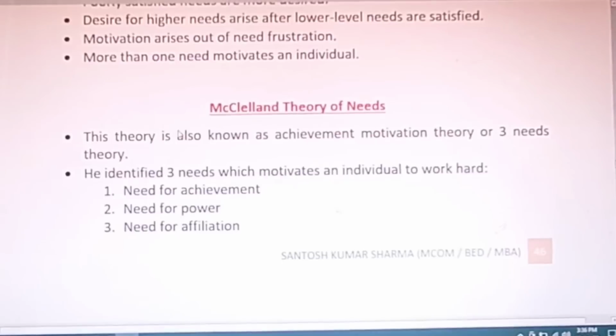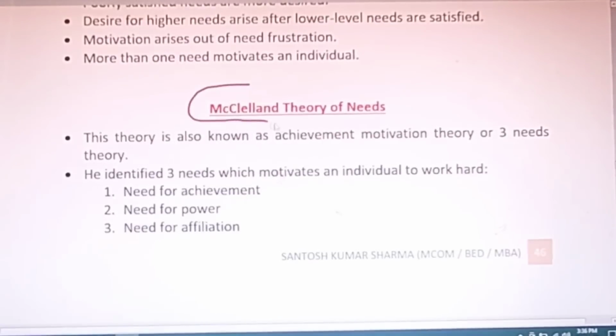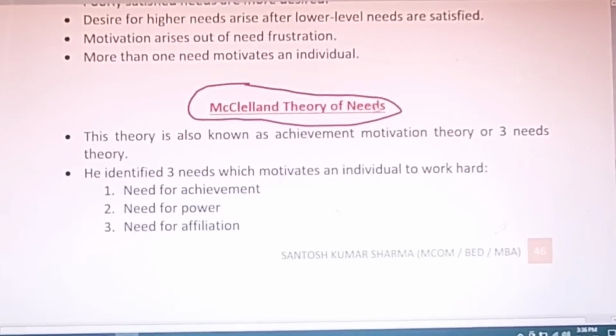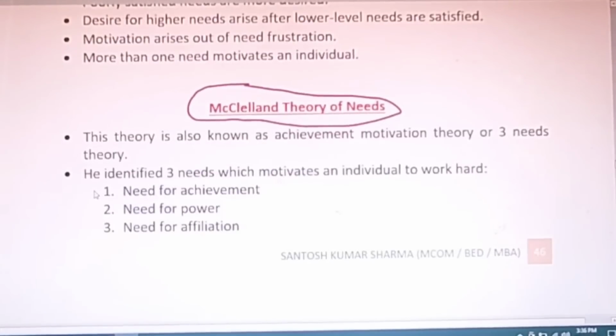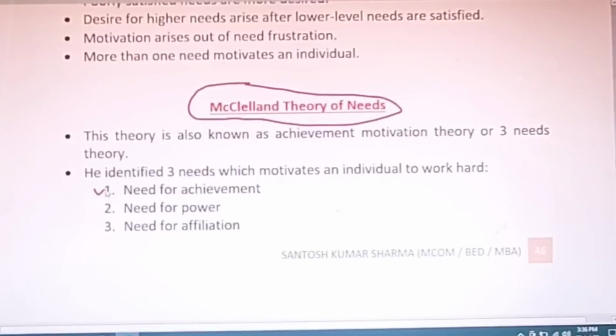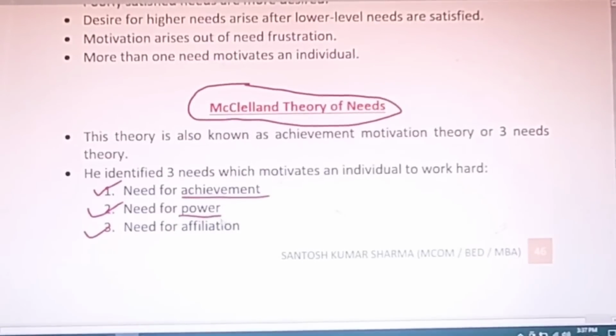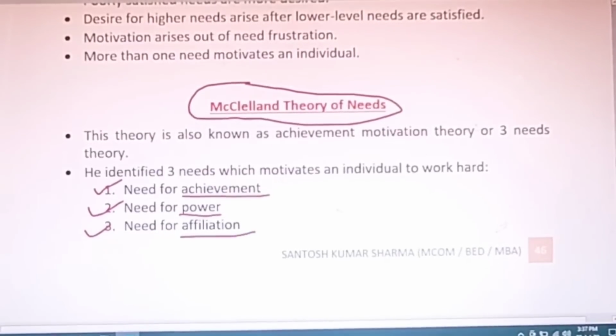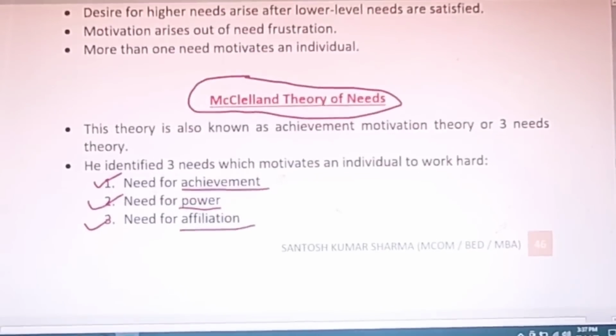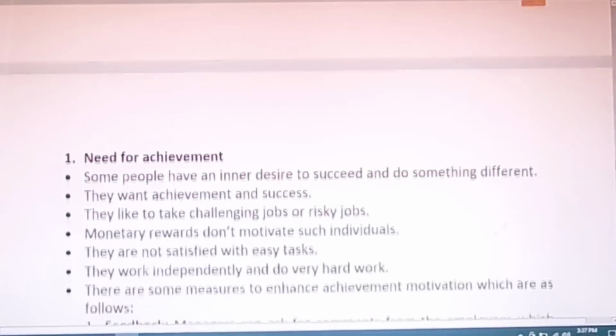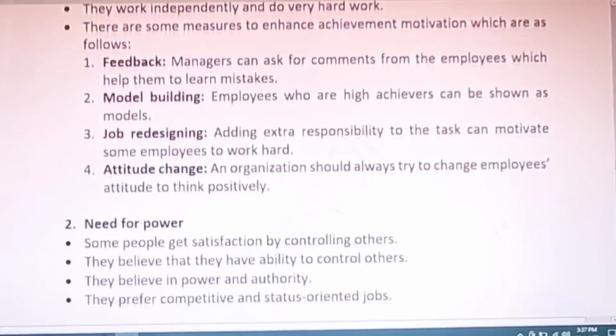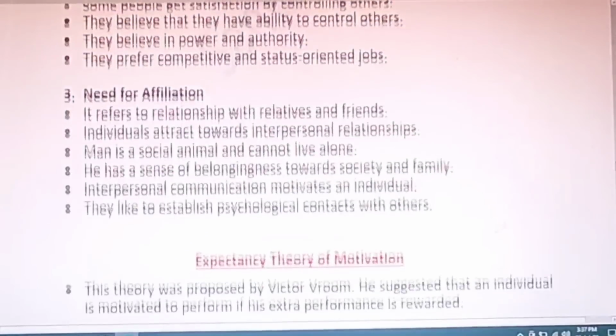Then we have this McClelland theory of motivation. This is also on needs. He identified 3 needs for human beings for which the man is motivated: need for achievement, need for power, and need for affiliation. So you have to keep these 3 needs in mind and learn them. If a question comes, you must write on the basis of this: need for achievement, then need for power and need for affiliation.